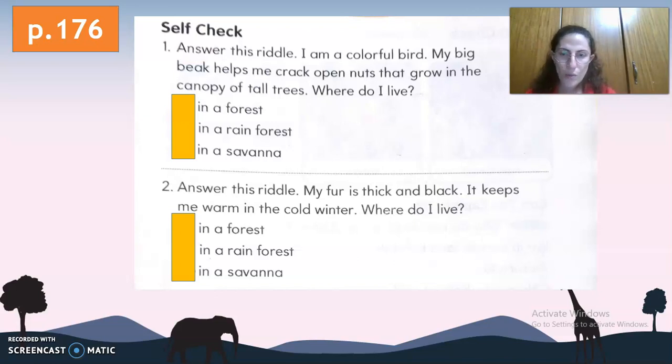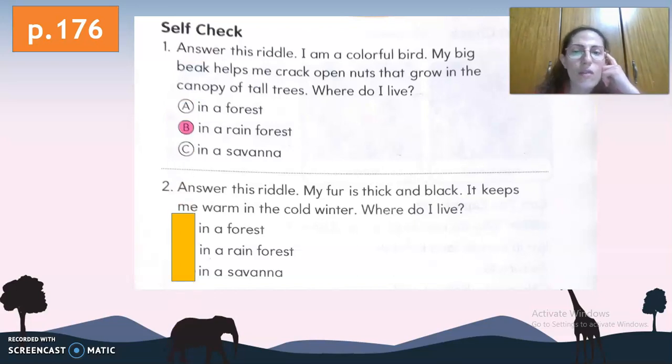So let's read it one more time. Answer this riddle. I'm a colorful bird. My big beak helps me crack open nuts that grow in the canopy of tall trees. Where do I live? A, in a forest. B, in rainforest. C, in a savanna. Canopy, tall trees. This should remind me of the rainforest. Excellent. So it lives in the rainforest. We should color letter B.